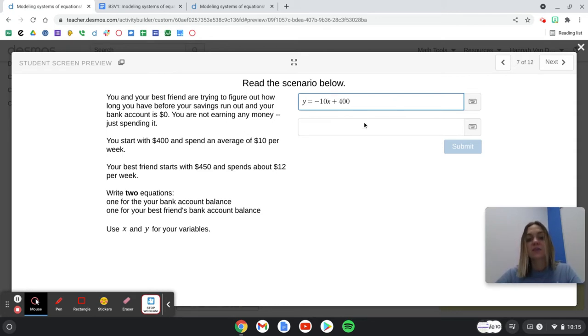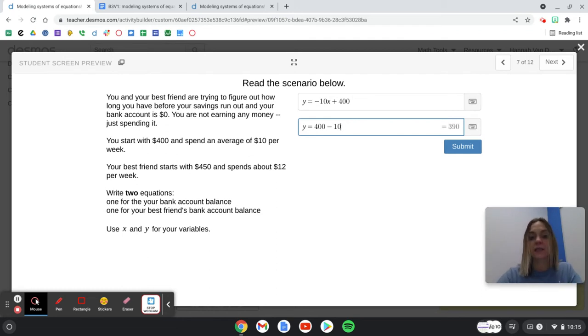If it makes sense, you could also type this as y equals 400 minus 10x. It means the same thing, so you start with 400 and you spend $10 every week. So then you're gonna write the equation for your friend's bank account. You can pause this video if you need to.